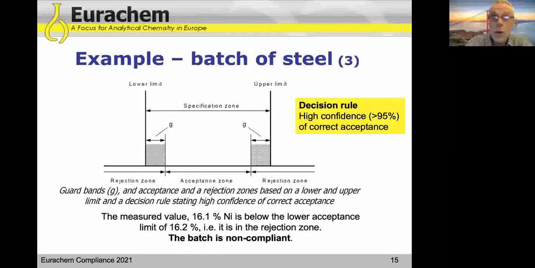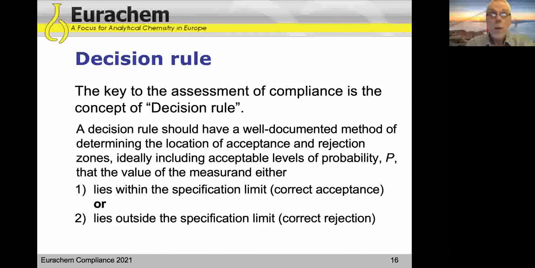Let's have a look at how it looks. So here we have the original specification, and here we want high confidence of correct acceptance. We want to be sure that the true value of nickel is within the specification. Then we put the guard bands, so to say, inside. So that means that for a lower limit, we put a guard band on the right side, and likewise for the upper limit, and we actually decrease the acceptance zone. And in this case, the batch is actually non-compliant. So the decision rule is the key.